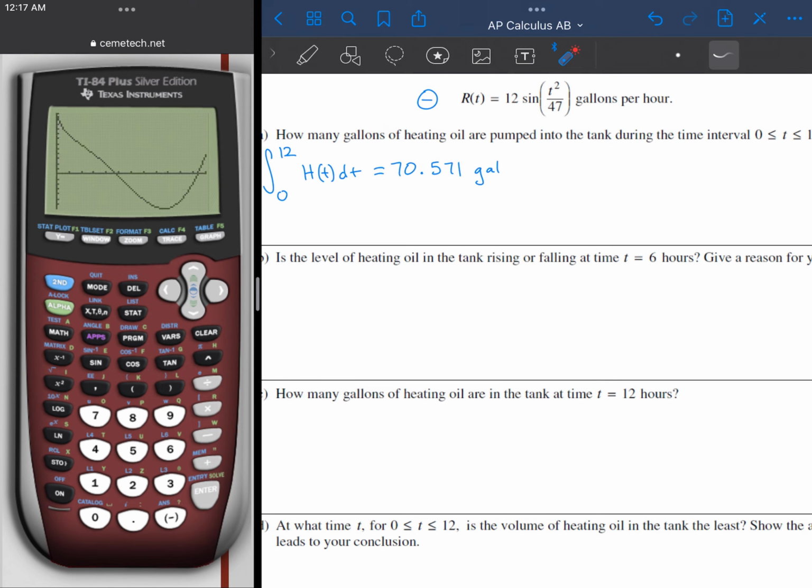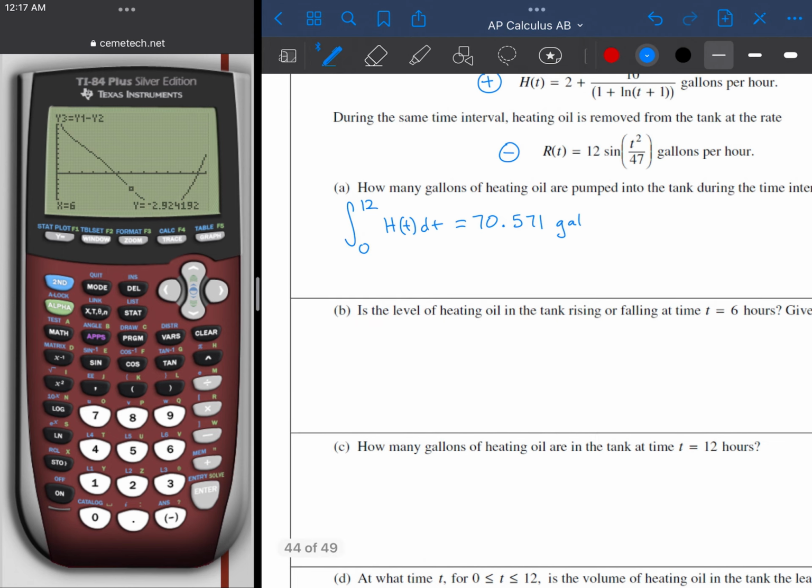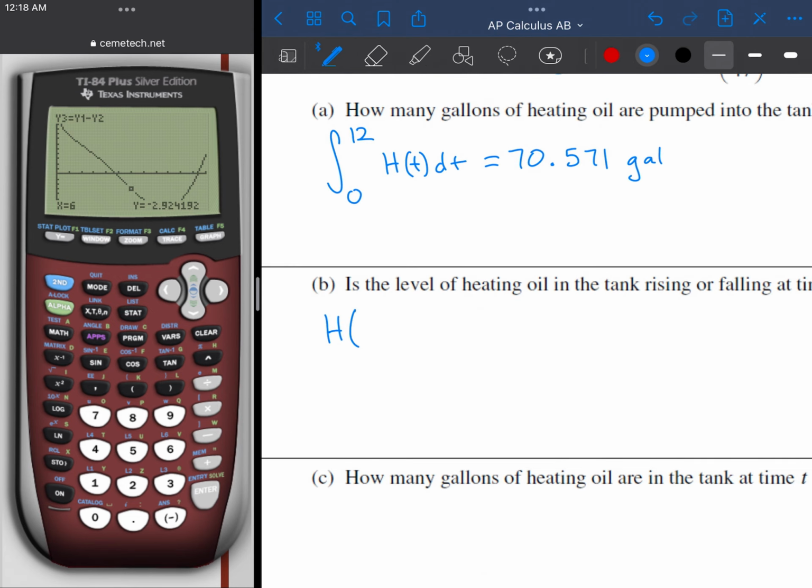So if I just come over here to my graph, I can do a trace, actually. Trace at 6 and hit enter. At 6, it seems to be a negative height, therefore it's a negative rate. So I can say, for my actual description of what's going on, I have a y3 function, and that y3 function is H minus R. And I'm plugging in 6, so I'm going to say H of 6 minus capital R of 6 is equal to that negative 2.924 on my graph after I traced it, which is a negative value.